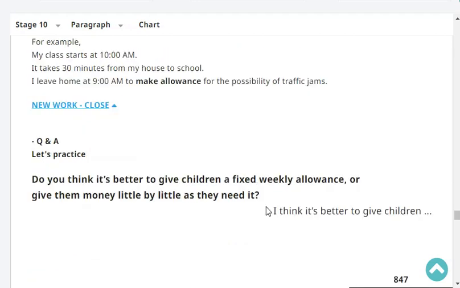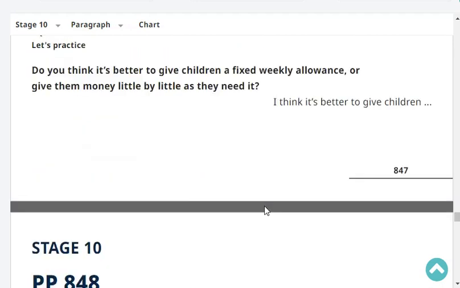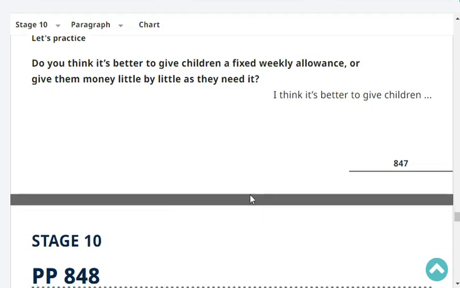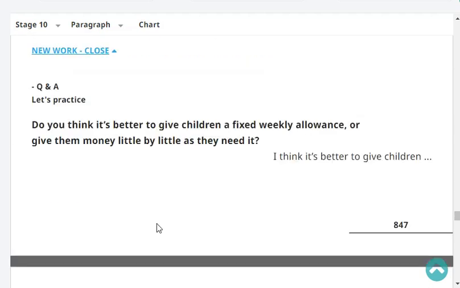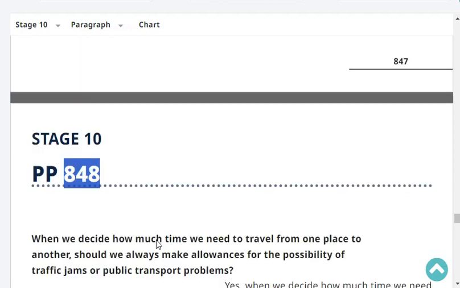Let's practice. Do you think it's better to give children a fixed weekly allowance or give them money little by little as they need it? I think it's better to give children a fixed weekly allowance than to give them money little by little as they need it. Very good.